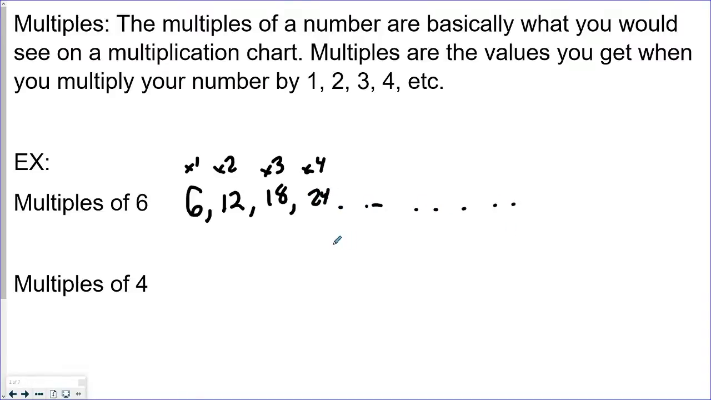So the way you get your multiples is just take a number and multiply it through times 1, times 2, times 3, times 4, as many as you want until you're done. So again, this goes on forever, so just pick a point where you want to stop and then stop there.